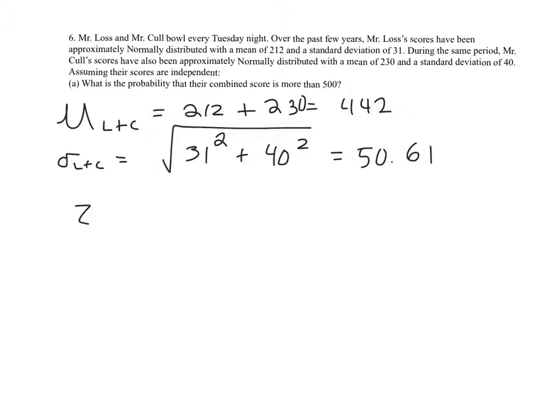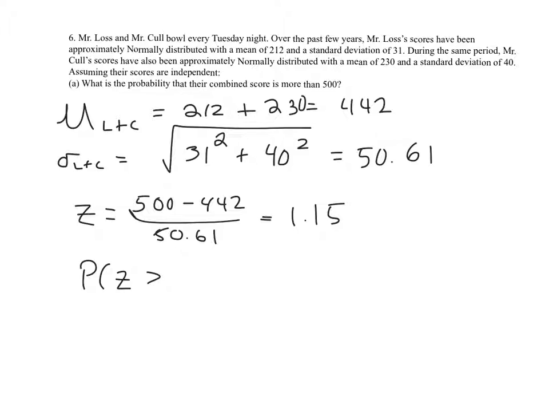And then I'm headed to Z-town. Z is 500 minus my mean divided by my standard deviation. And for that, I end up with a z-score of 1.15. The probability that z is greater than 1.15 ends up being 0.1251 after you do your 1 minus the decimal you get from the table.